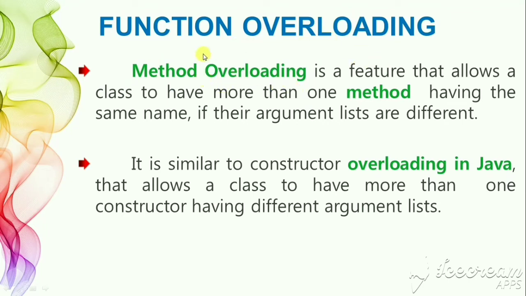Another name for function overloading is method overloading. Method overloading is a feature that allows a class to have more than one method having the same name if their argument lists are different. In one class, all methods have the same name but their argument lists are different. This is called method overloading.